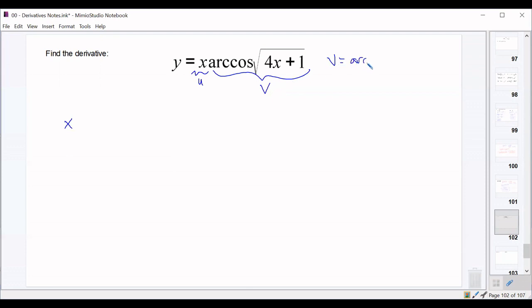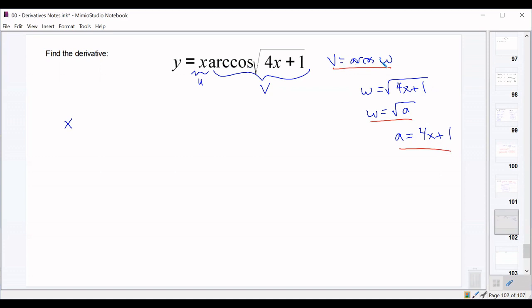V is equal to arc cosine of w, with w equal to the square root of 4x plus 1. The square root of 4x plus 1 will be differentiated also using the chain rule, with w equal to root a, where a is equal to 4x plus 1. So to find the derivative of arc cosine root 4x plus 1, we will find the derivative of v, w, and a and multiply the results together.